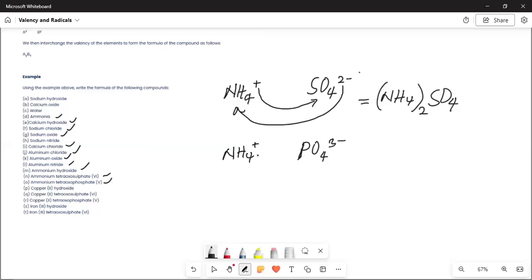So that ammonium will take this 3 from tetraoxophosphate 5, while tetraoxophosphate 5 will take 1 from ammonium. So that the formula is NH4, and this 3 that is coming from phosphate affects this group. So we enclose this group, that is ammonium, in a parenthesis. That is ammonium tetraoxophosphate 5.